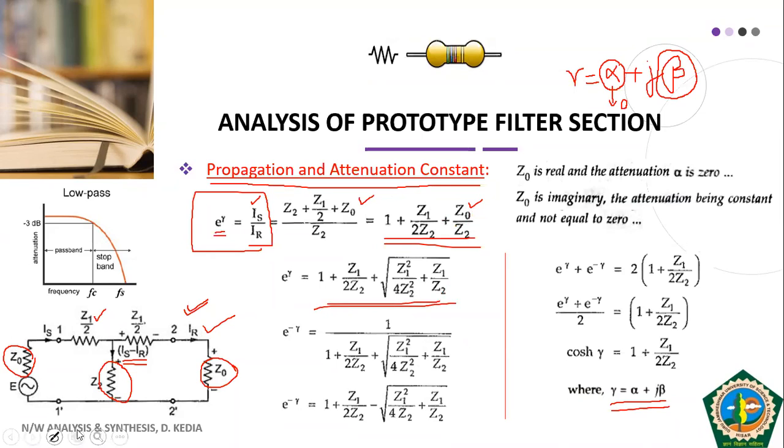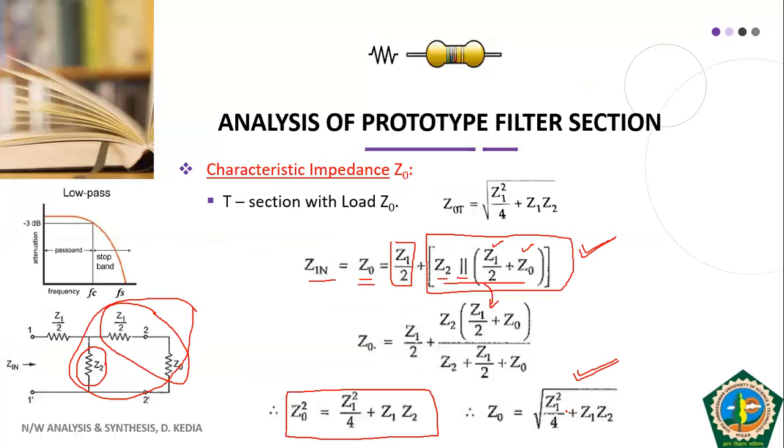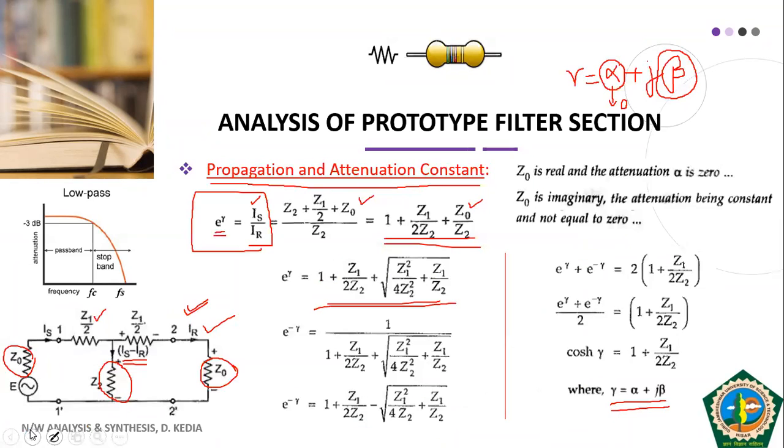We have just seen in the previous slide the value of Z naught. It was under the root Z1 square by 4 plus Z1 Z2. So if you substitute, you get e raised power gamma here. Now we need to calculate e raised power minus gamma. E raised power minus gamma is nothing but 1 by e raised power gamma. So that's why it is written as 1 by this.